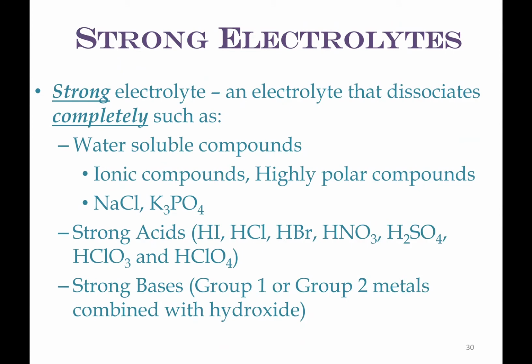Strong electrolytes are going to be something that dissolves completely. So ionic compounds that are soluble, so soluble ionic compounds, highly polar compounds, because we went over polarity. So these are just examples of soluble ionic compounds here. I'm going to get the solubility chart out in a moment and show you how to figure that out.